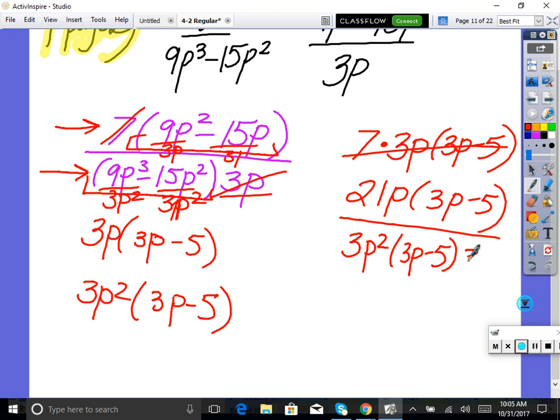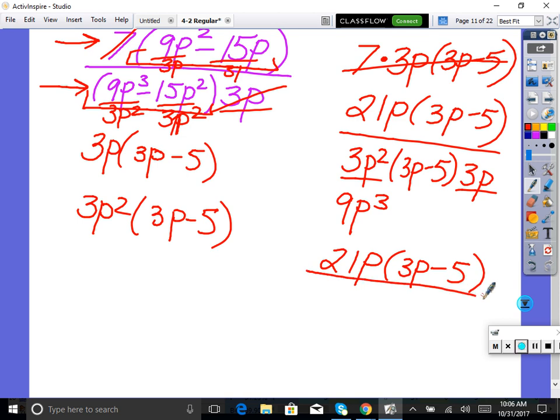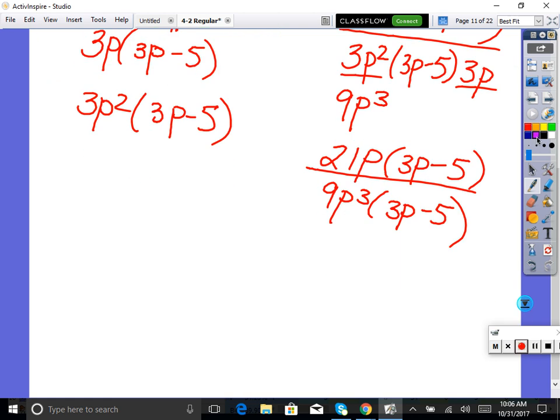Now once again, a lot of people like to reorder and say, well, isn't this prettier to rewrite this as 9p cubed? Okay, I agree, it is prettier. So on top we have 21p times 3p minus 5. And on bottom, we have 9p cubed times 3p minus 5. Now I've just written it in the prettiest format. Now we'll restrict and then divide out exact factors.